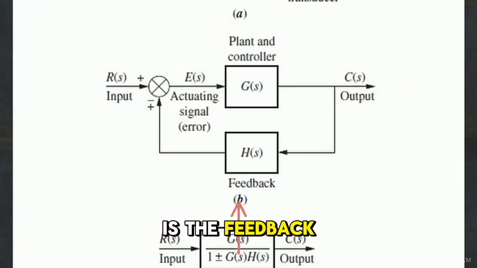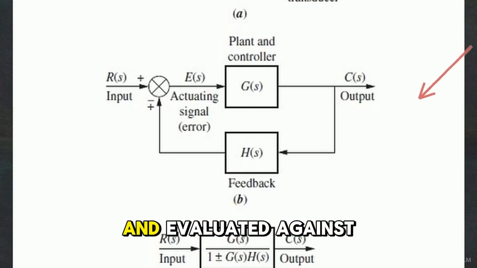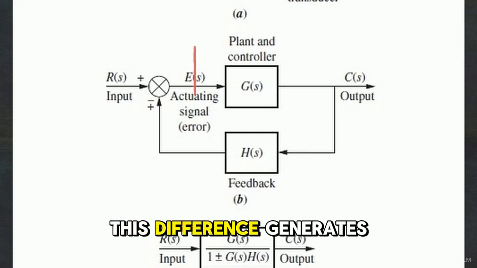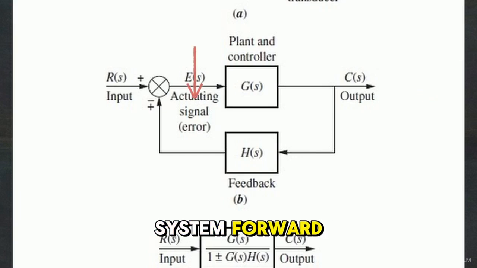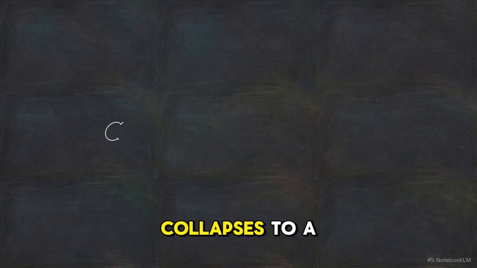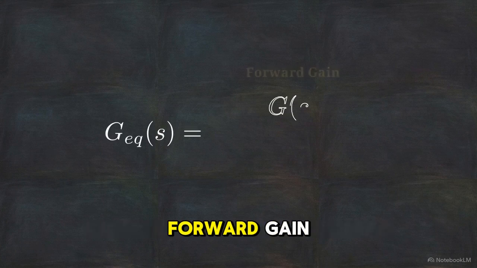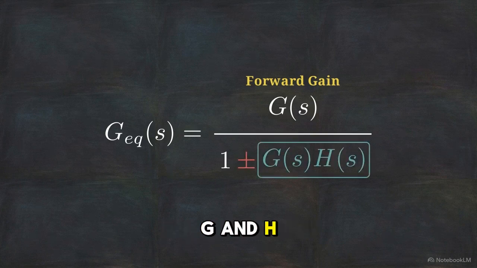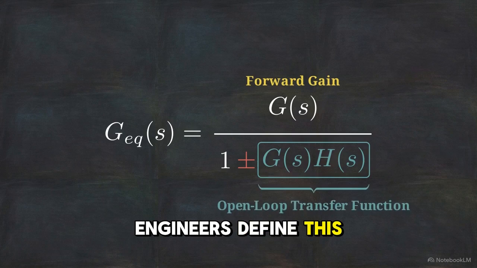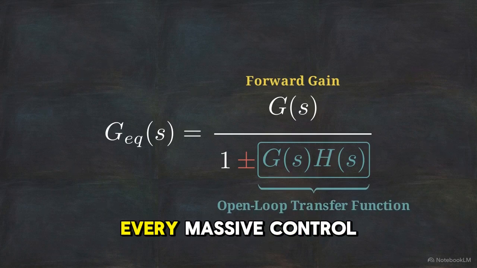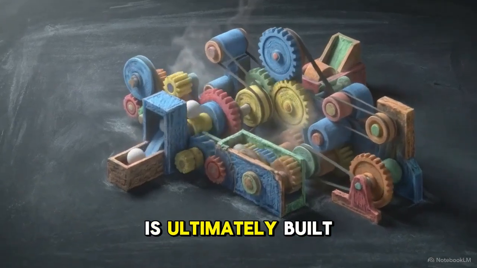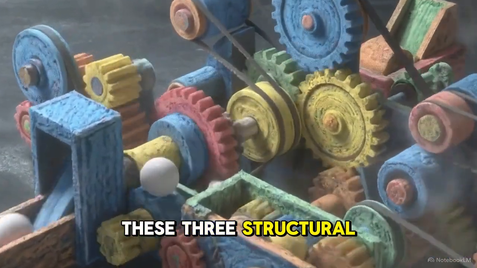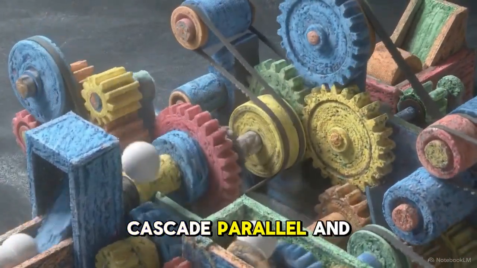The third arrangement is the feedback, or closed-loop form. Panel B illustrates this architecture. A portion of the system's output signal is routed backward and evaluated against the input. This difference generates an error signal, driving the main system forward. The equivalent transfer function collapses to a specific mathematical fraction: the forward gain, G, divided by 1 plus or minus G times H. The product of G and H in the denominator is critical. Engineers define this as the open-loop transfer function. Every massive control system you encounter is ultimately built by stacking these 3 structural components: cascade, parallel, and feedback.